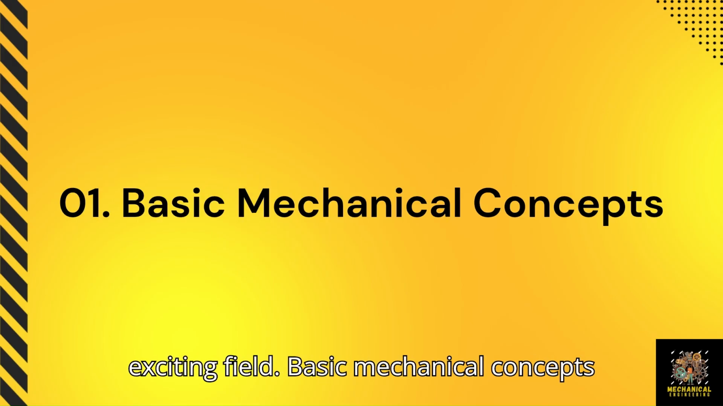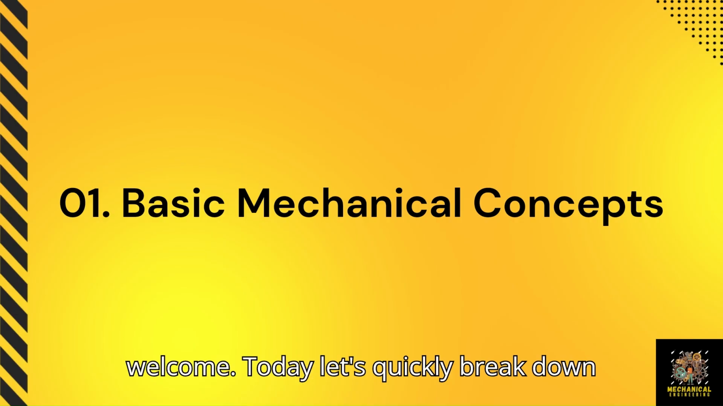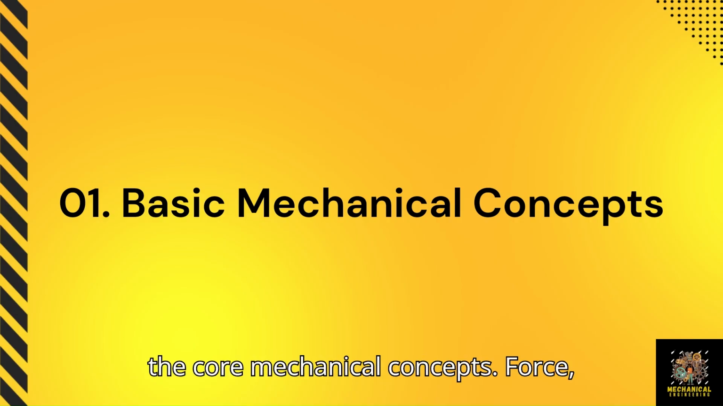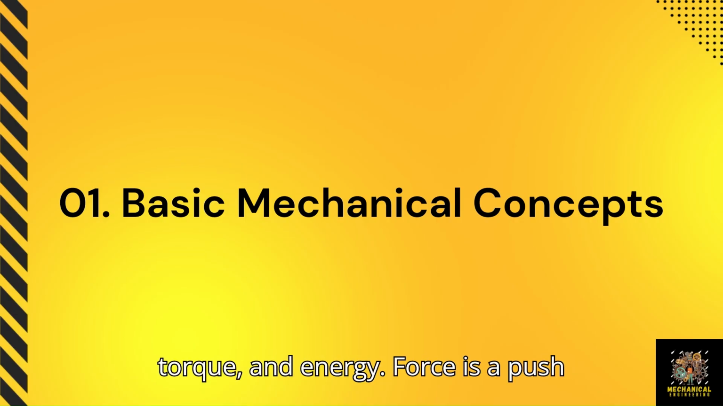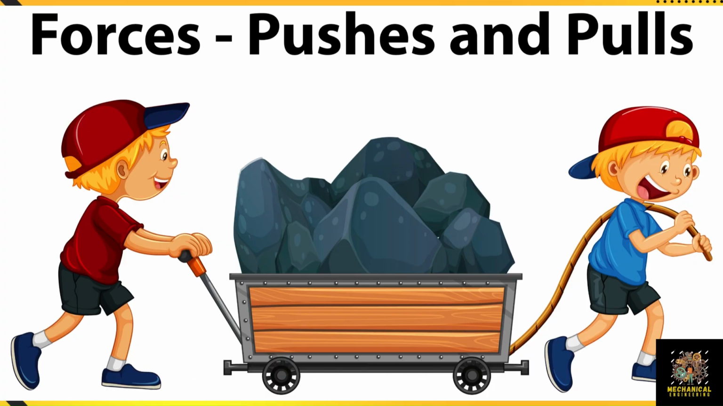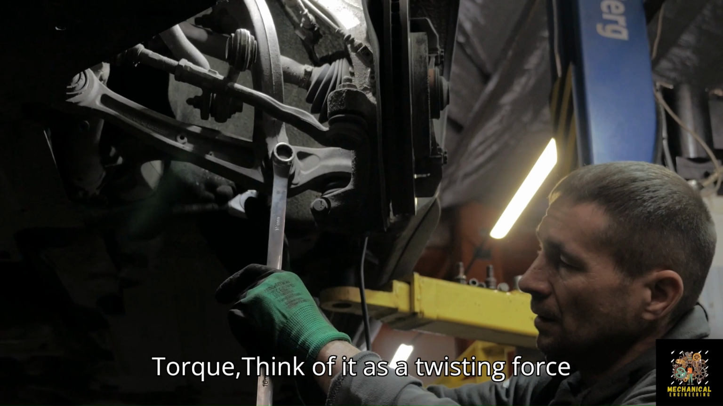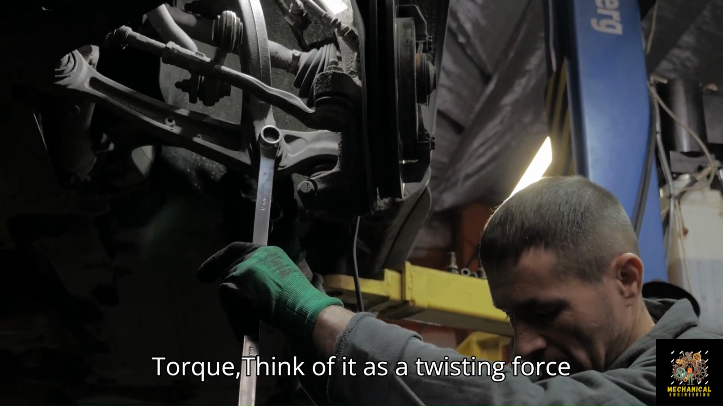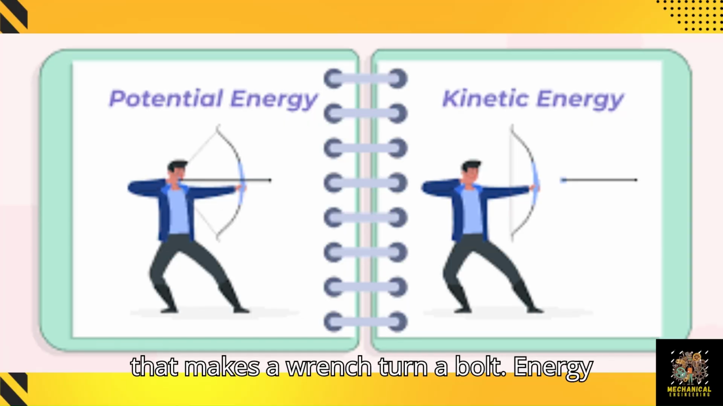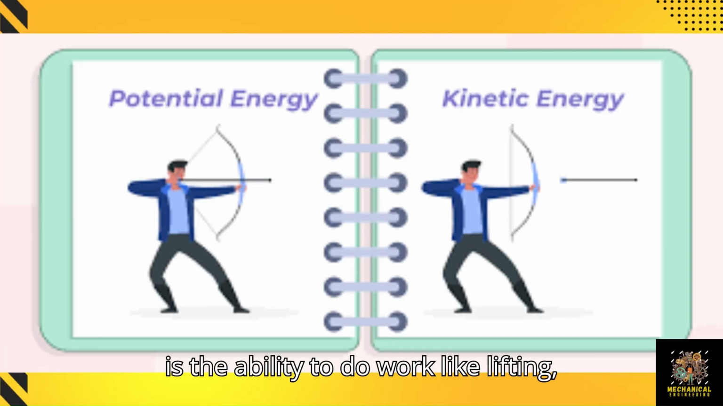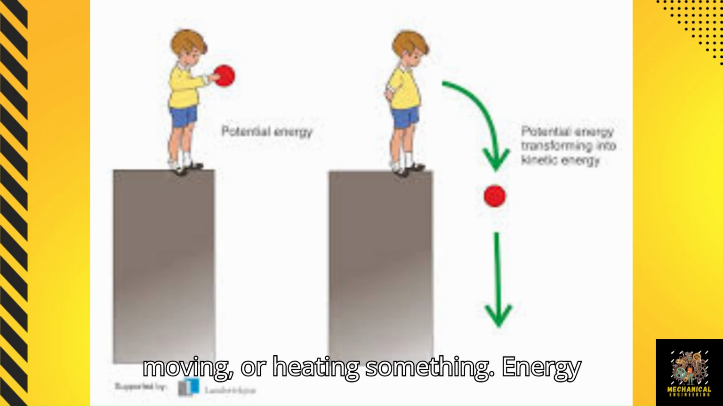Basic mechanical concepts. Today, let's quickly break down the core mechanical concepts: force, torque, and energy. Force is a push or pull that causes an object to move or change direction, measured in newtons. Torque. Think of it as a twisting force that makes a wrench turn a bolt. Energy is the ability to do work like lifting, moving, or heating something.